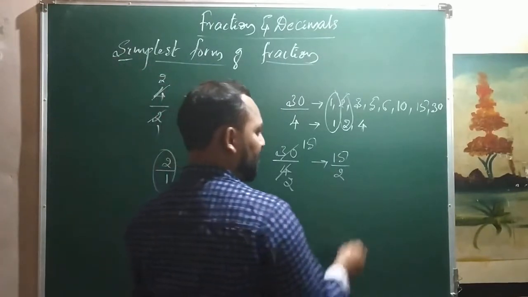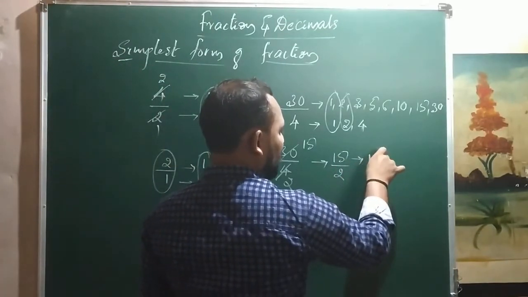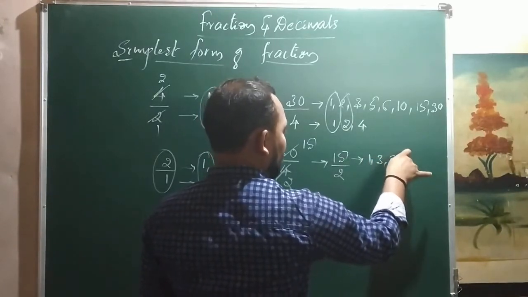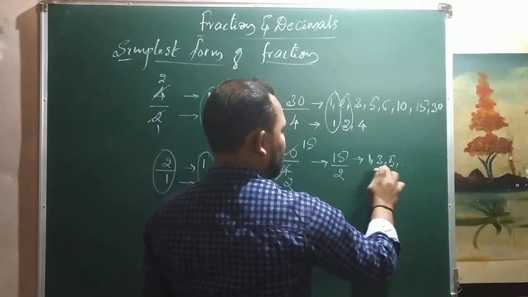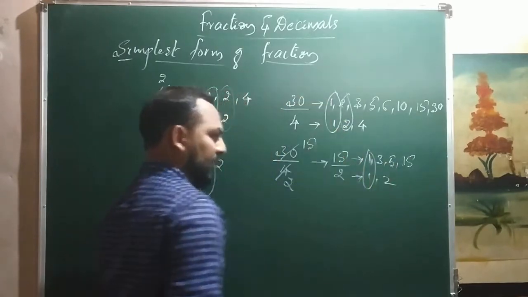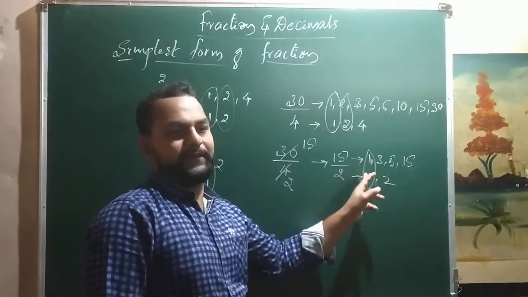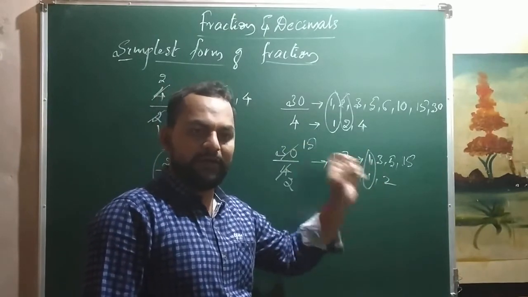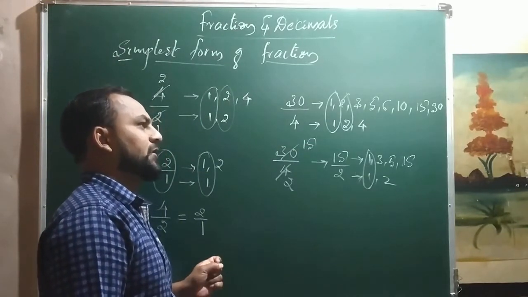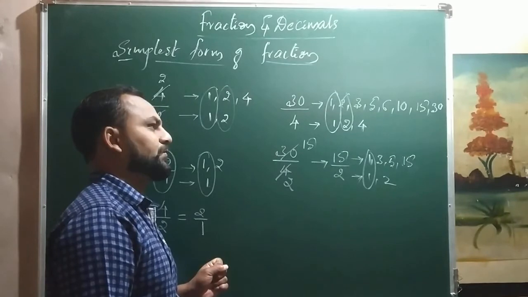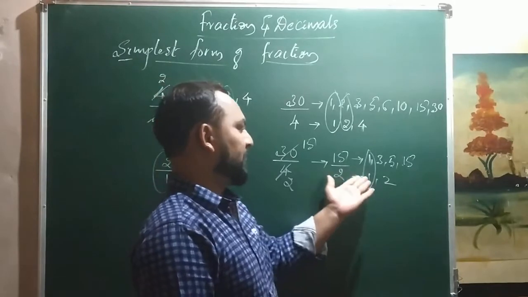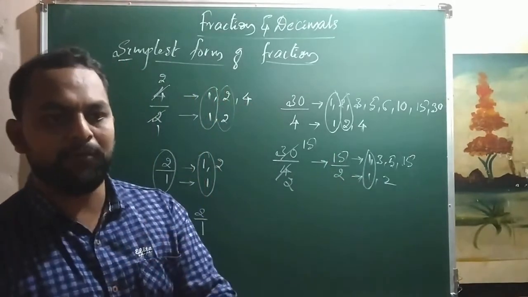Do 15 and 2 come in the same table? The factors of 15 are 1, 3, 5 and 15, and the factors of 2 are 1 and 2. Now the common factor of 15 and 2 is only 1. It means these are co-prime numbers. So what is a co-prime number? Except 1, there is no common factor.